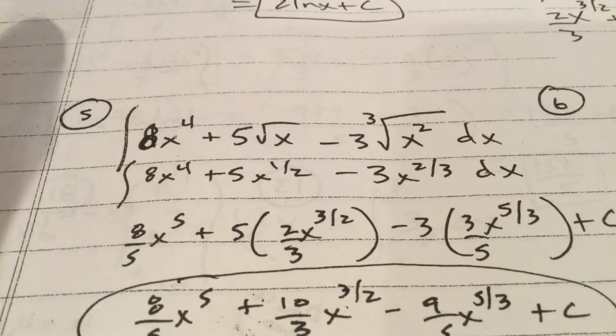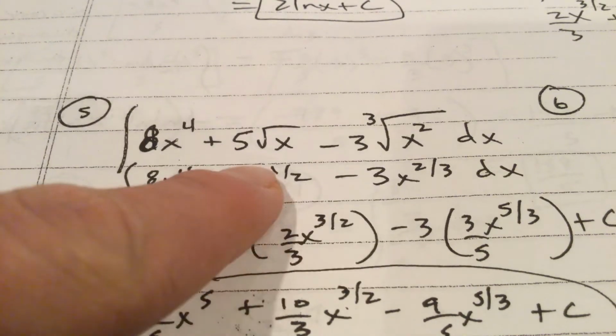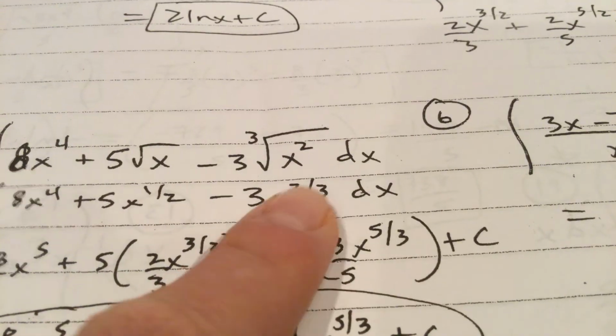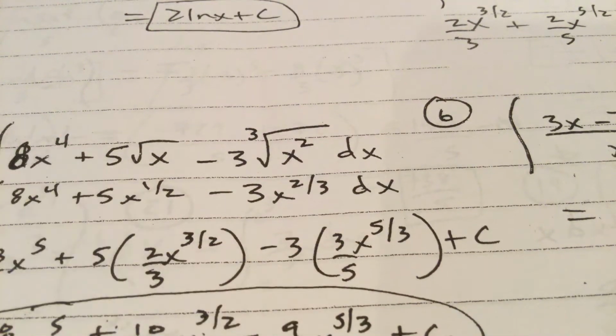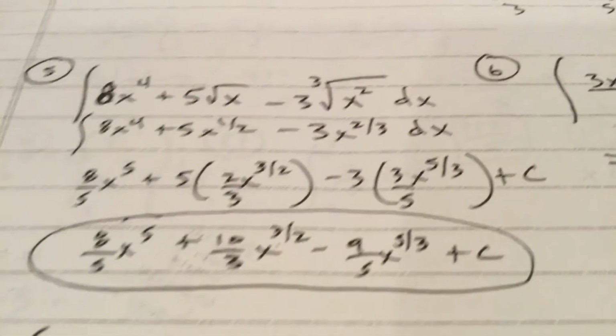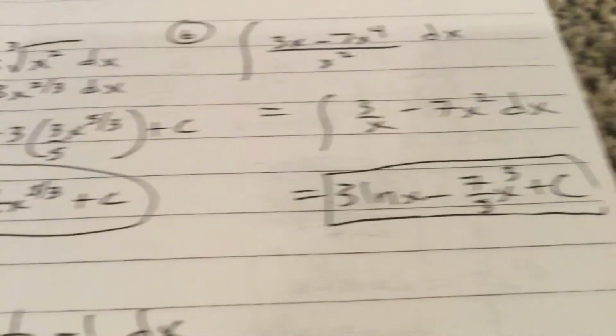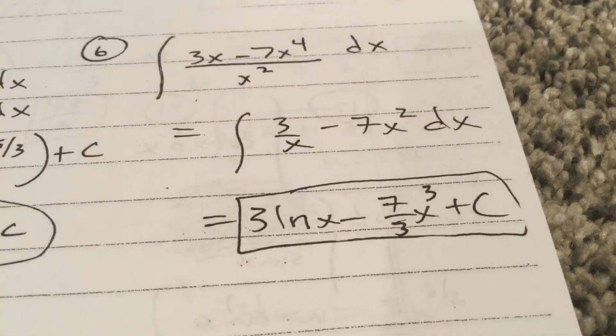1 power up divided by the new power. That's easy for this one. 1 power up divided by the new power times 5. I just put the minus 3 on the outside. 1 power up divided by that new power plus c simplifies to be this. All right, no big deal. No u-substitution needed on 5, nor on 6.